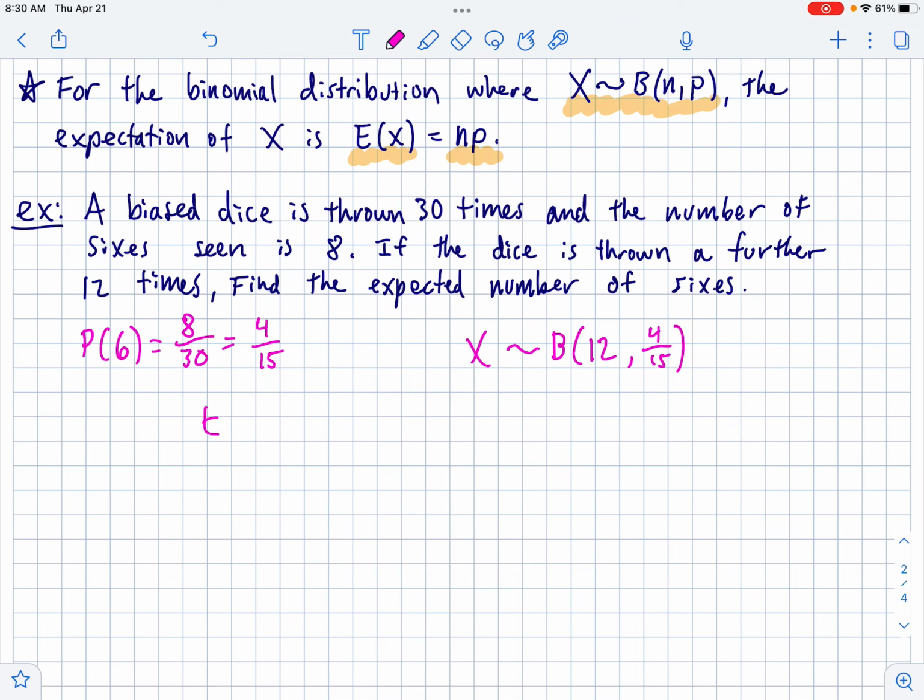So then the expected value of this is just these two things multiplied together. It's n times p, which is 12 times 4/15, and that is 3.2. So that's the number of sixes you would expect within 12 throws. You wouldn't want to round that to 3 because you think you can't have a decimal number of sixes. But the expected value is like an average, so just keep it as a decimal.